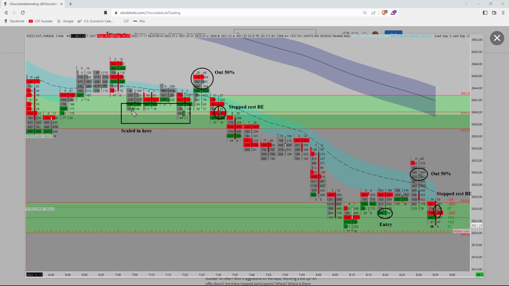footprint chart. We could see buying imbalances, so that's where I put in my first order, and then this wick down is stopping out people who are longing at these buying imbalances, right?